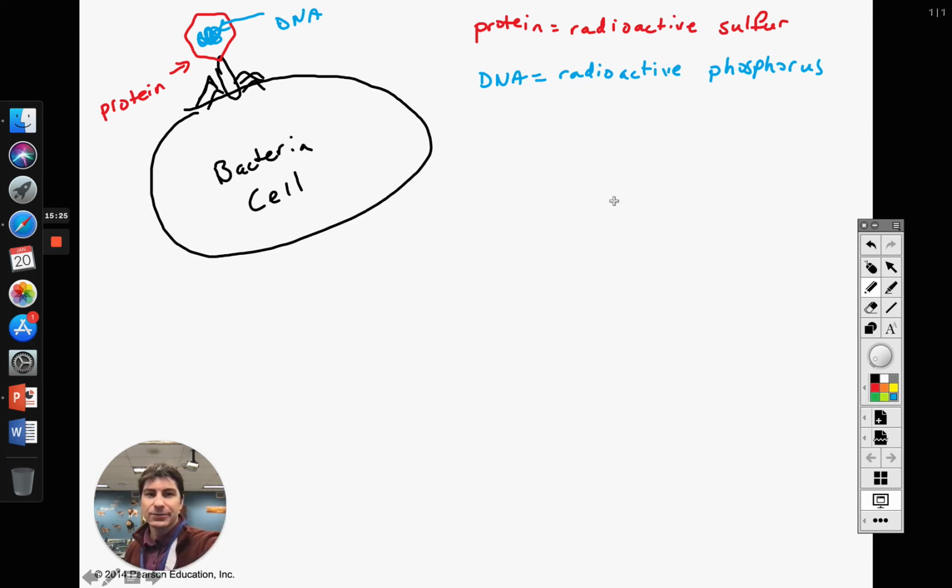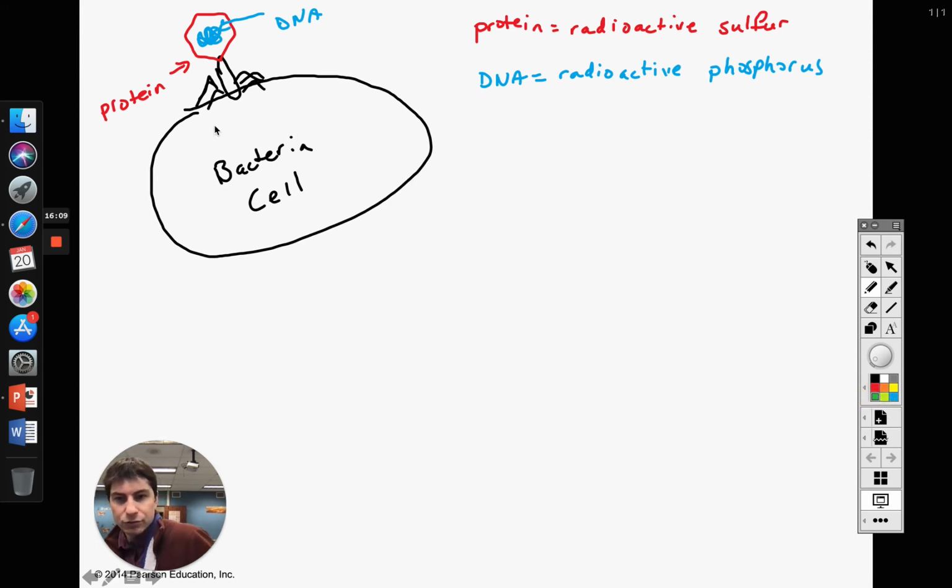So proteins, guys, if you remember, if we want to go over the monomer of it, we had a central carbon, we had an R group on top, we had a hydrogen down below, we had an amino group on one side and a carboxyl group on the other side. But in that R group there was sulfur in it. DNA, if you remember our monomer of a nucleotide, we had whatever our base is, A, T, G, or C. We had our deoxyribose sugar, and then we had a phosphate group, and that phosphate group is where the phosphorus is going to be. So they let the virus infect the bacteria.